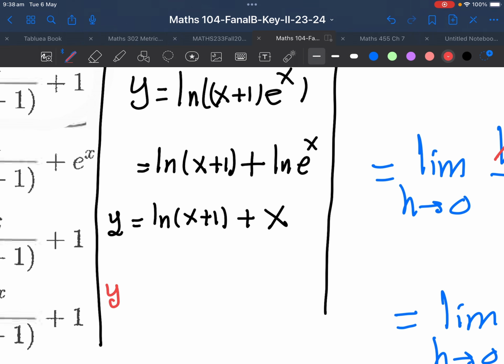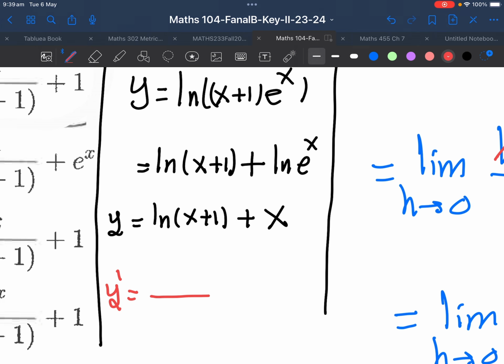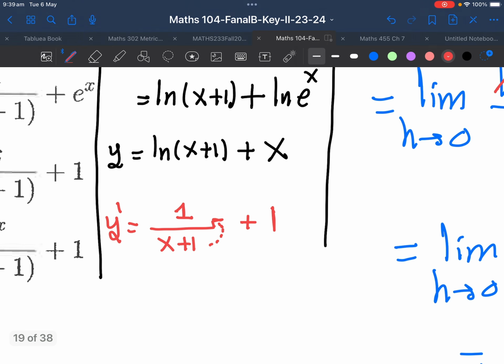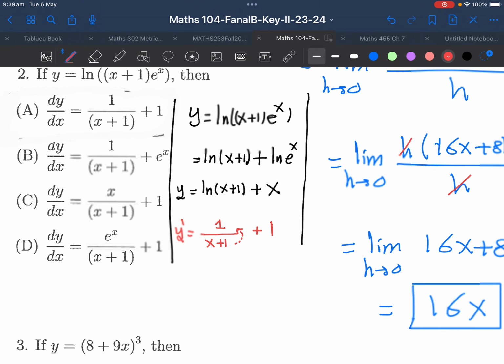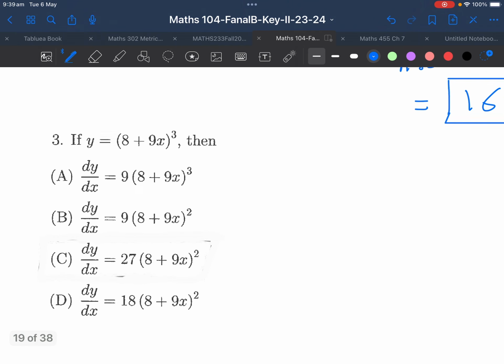I don't want y. I want y prime. So remember, if you do the derivative of ln u, you write u here and you write u prime, the derivative of u, in the numerator. So we get 1 over (x plus 1) here, because the derivative of x plus 1 is just 1, plus, of course, 1. And that's the answer. If you look at the answers, you can see it is the same as our part A here. Next question.